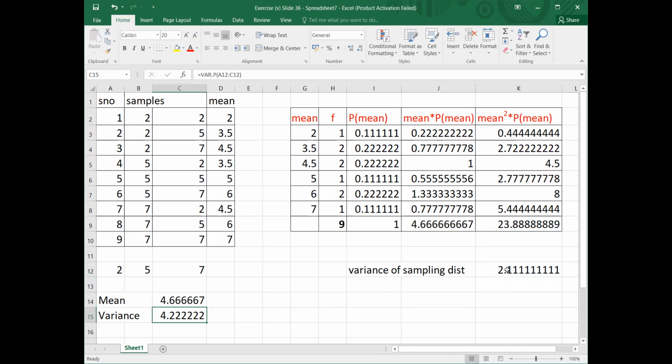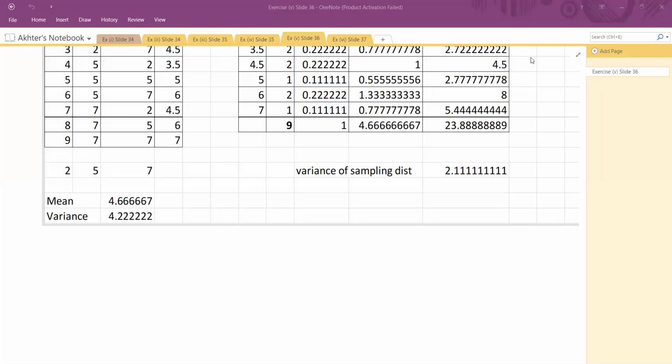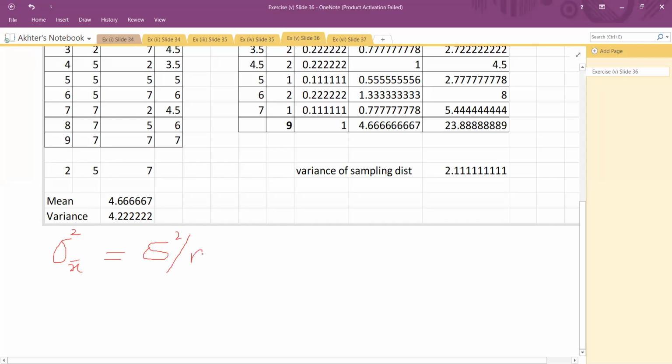Is there any relationship between these two? So the answer is yes. There is a significant relationship between these two, and that can be verified by the theorem of the sampling distribution of mean. Now the variance of the sampling distribution of mean will be equal to sigma square upon n in case of with replacement. So your value of sigma square is 4.22. If we divide 4.22 by 2, because the sample size is 2 here, that is equal to 2.11. Hence it is verified. This number is exactly equal to this number.